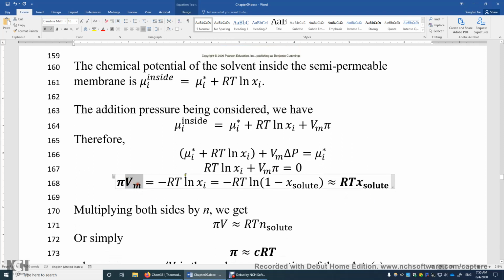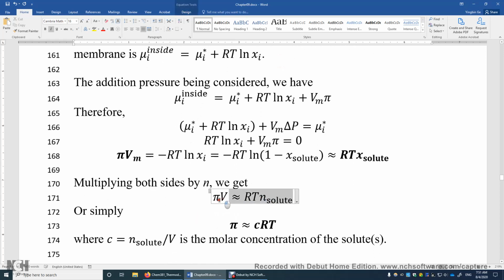Over here, this is molar volume, remember, because mu is molar Gibbs energy. Now we just need to multiply both sides by the total number of moles, and then we get pi V equals RT times n solute, approximately. Again, this is similar to PV equals nRT, so if you can't remember this equation, remember PV equals nRT and replace P with pi, and then replace this n with n solute. This is a colligative property, so it does not depend on the nature of the solute, it just depends on the number of moles of the solute.